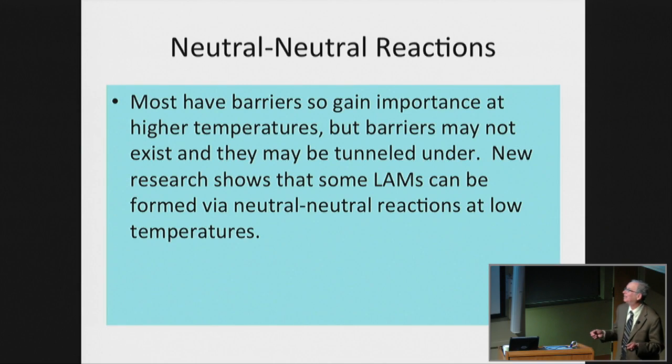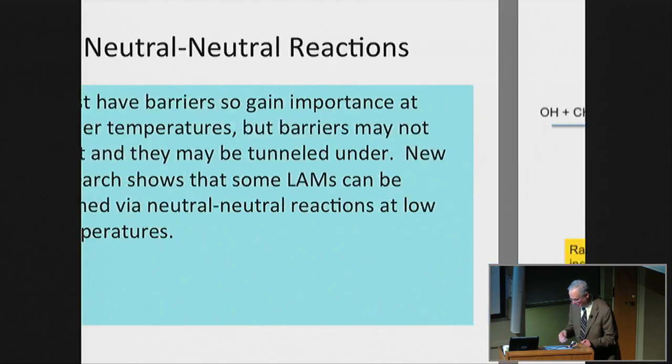The neutral-neutral reactions are a little unclear as to what they do. We didn't worry about them until we had to. As I said before, most have these barriers. And even with barriers, at higher temperatures, they may become more important, but not at 10 Kelvin. But some don't have barriers. And then there's also the quantum mechanical problem of tunneling under barriers. Now, when we started doing this, chemists didn't think much about tunneling at low temperatures. It's become a big field, and there are reactions that are governed by tunneling. So we have to start worrying about that also. And the new research in the last few years shows that these neutral-neutral reactions may work at low temperature, and that's what may be making the terrestrial-like molecules seen in the cold regions.